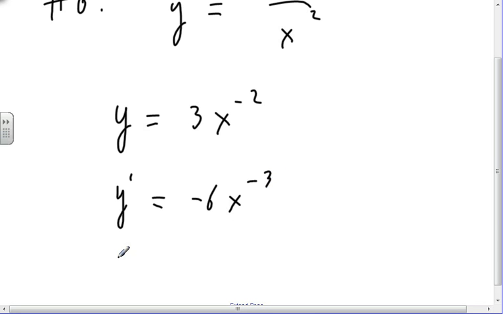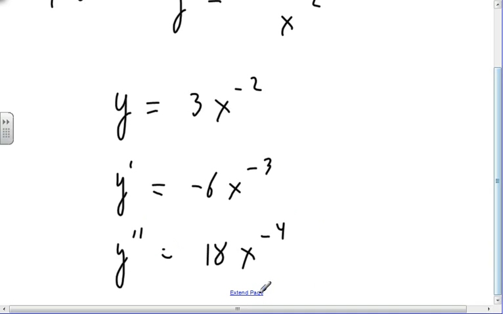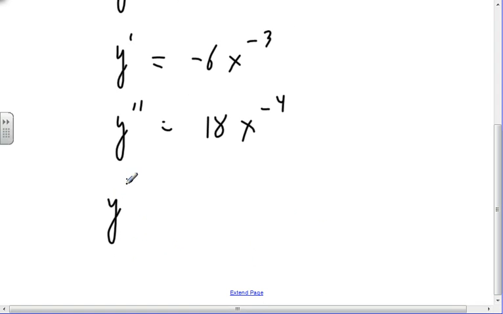All right, so minus 6x to the minus 3, y double prime, 18x to the minus 4. Y triple prime, which is what they want me to find. Now there's no way to find the third derivative without finding the first and the second one, gentlemen. Okay, there's no shortcut here. Let's see, 4 times 18 is 72, minus 72, right? X to the minus 5. I think I did that right.